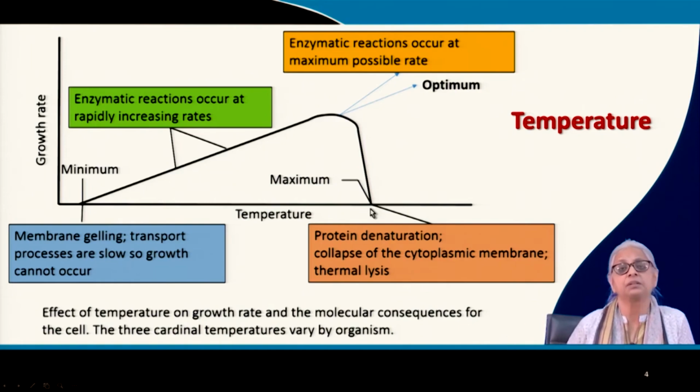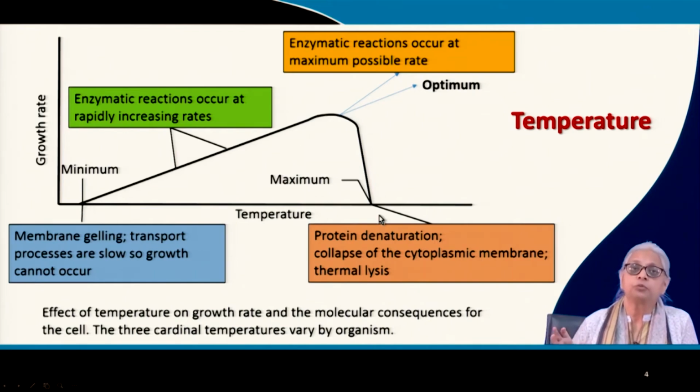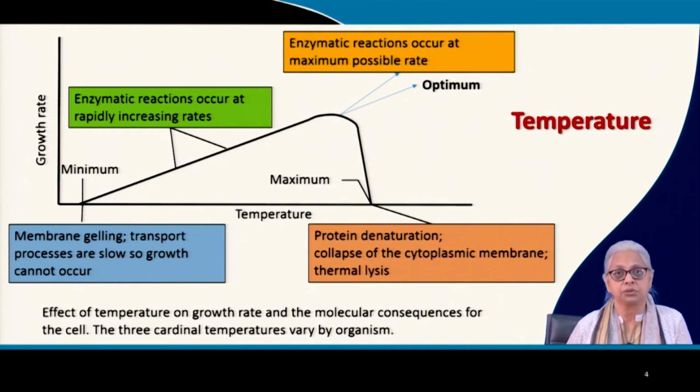If you keep increasing the temperature, there will be a maximum at which the cells will be destroyed, and that is thermal lysis. So, these are the three cardinal temperatures. You have minimum, optimum, and maximum, and you will find that these three cardinal points are there for practically every environmental factor that determines the growth conditions for any given organism.